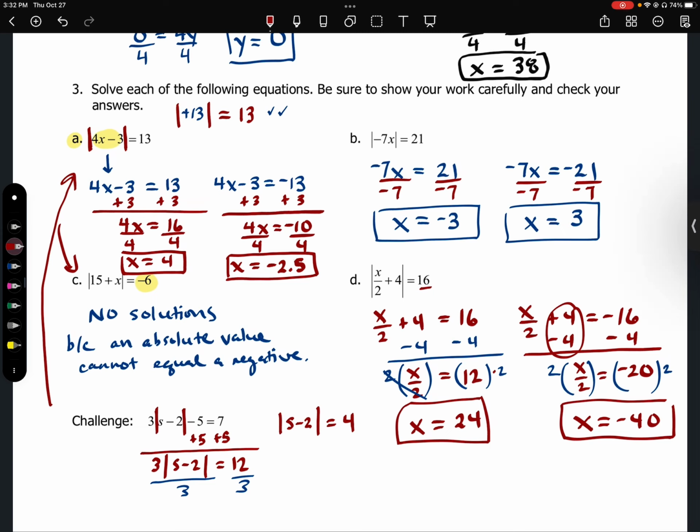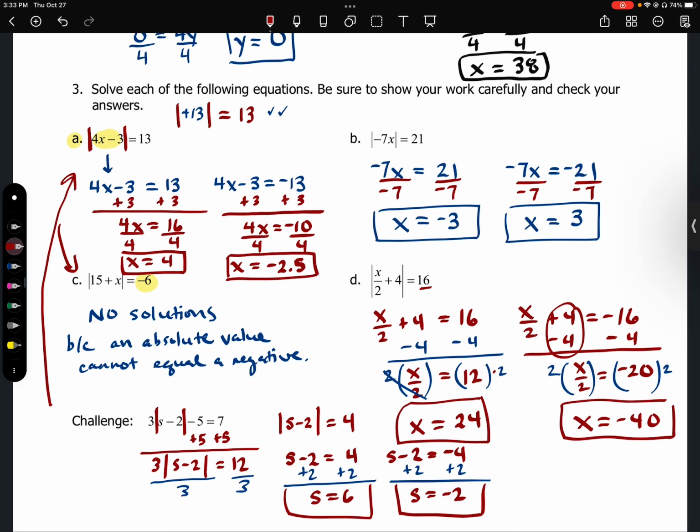And now it looks like all of our equations from above. So we'll use this s minus 2. We'll say s minus 2 is going to equal 4. And we'll say s minus 2 should equal negative 4. And then we'll just solve. Add 2, add 2. And we now have s is equal to 6. On the second one, we're going to add 2 and add 2. And we'll get that s is going to equal negative 2. So there are the two answers for this one.